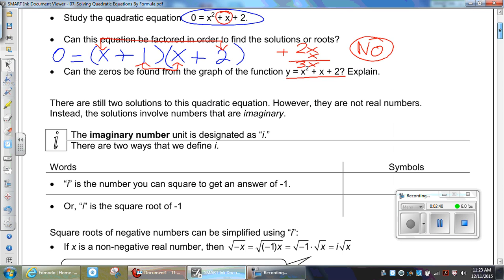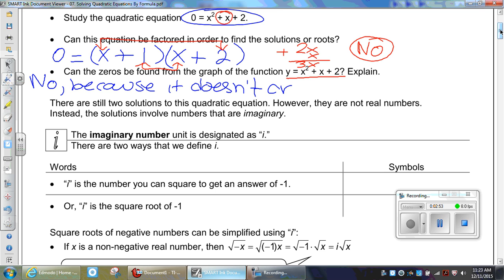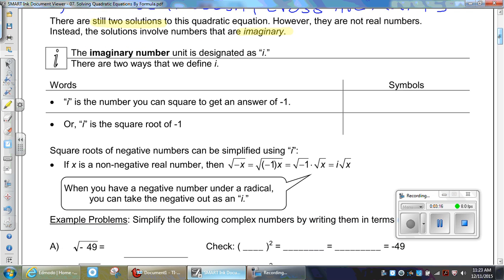So we will say no, and let's use the statement that Marco gave us. No, because it doesn't cross the x-axis. However, that equation still has two solutions, but those two solutions are actually imaginary. They involve imaginary numbers.